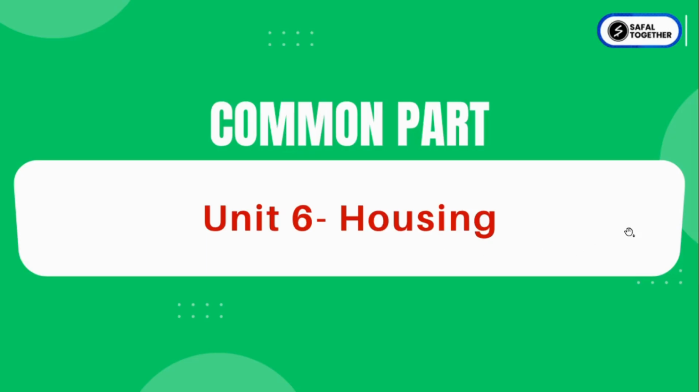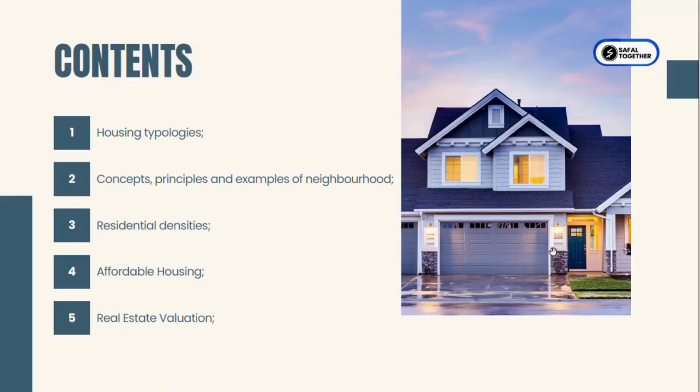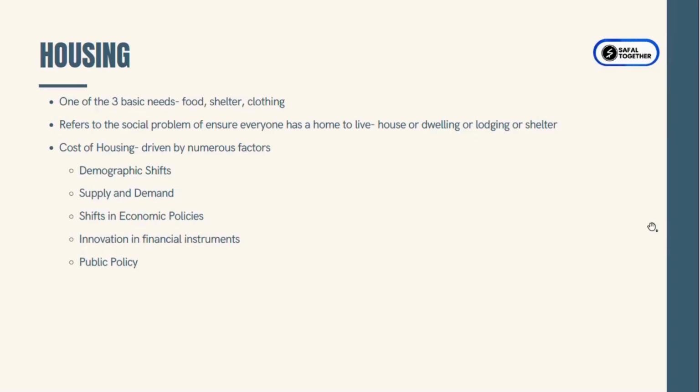Okay. So under housing, we basically have 5 major contents. The first is the housing typologies, which we're going to take a look at in today's video. Besides this, we're going to have concepts, principles, and examples of neighborhood. We have residential densities, demographic growth, how do you calculate densities, the affordable housing unit, and then the real estate valuation.